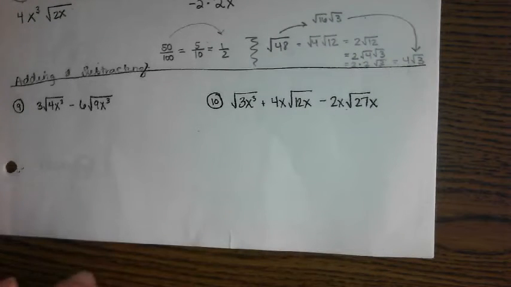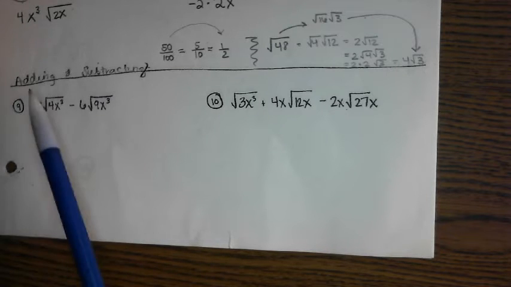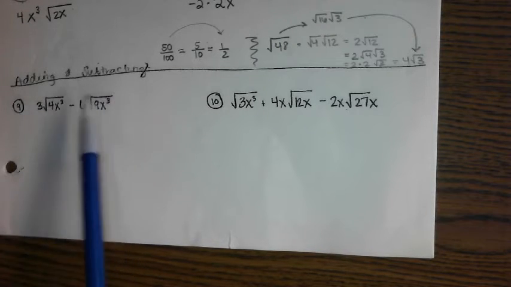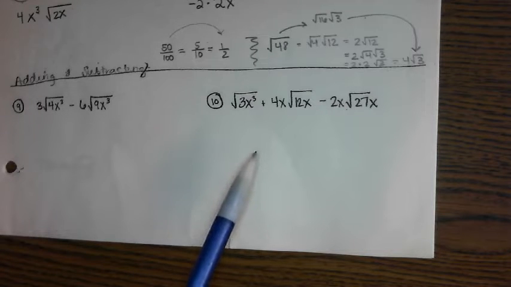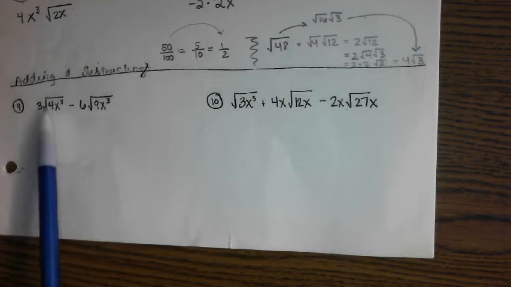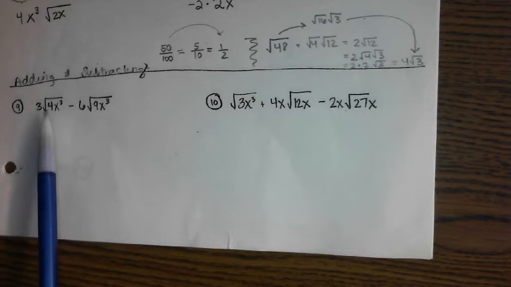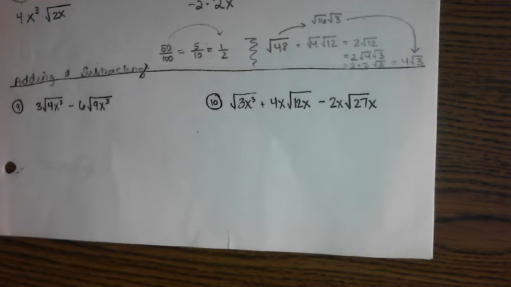The other similarity is with adding and subtracting. I can only add and subtract fractions if they have what? Common denominator, exactly. I can only add and subtract fractions if they have a common denominator. Radicals have to have a common radical. So right now, as these stand, I cannot combine these because they're not like terms. I will actually say they're not like radicals.